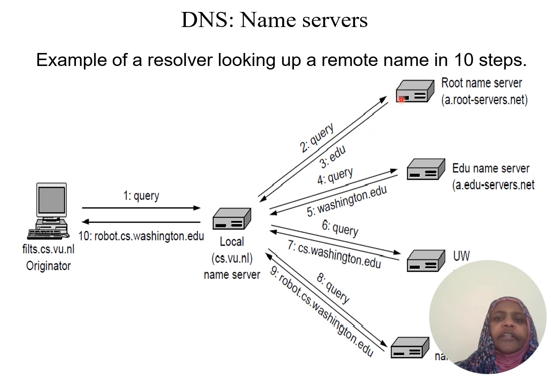The root name server returned the IP address of the name server of the University of Washington, where the address is located. The name server in University of Washington returned the address of the name server in the computer science department. The name server of the computer science department returned the name server of the sub-department. That one returned the IP address of the host that is required.